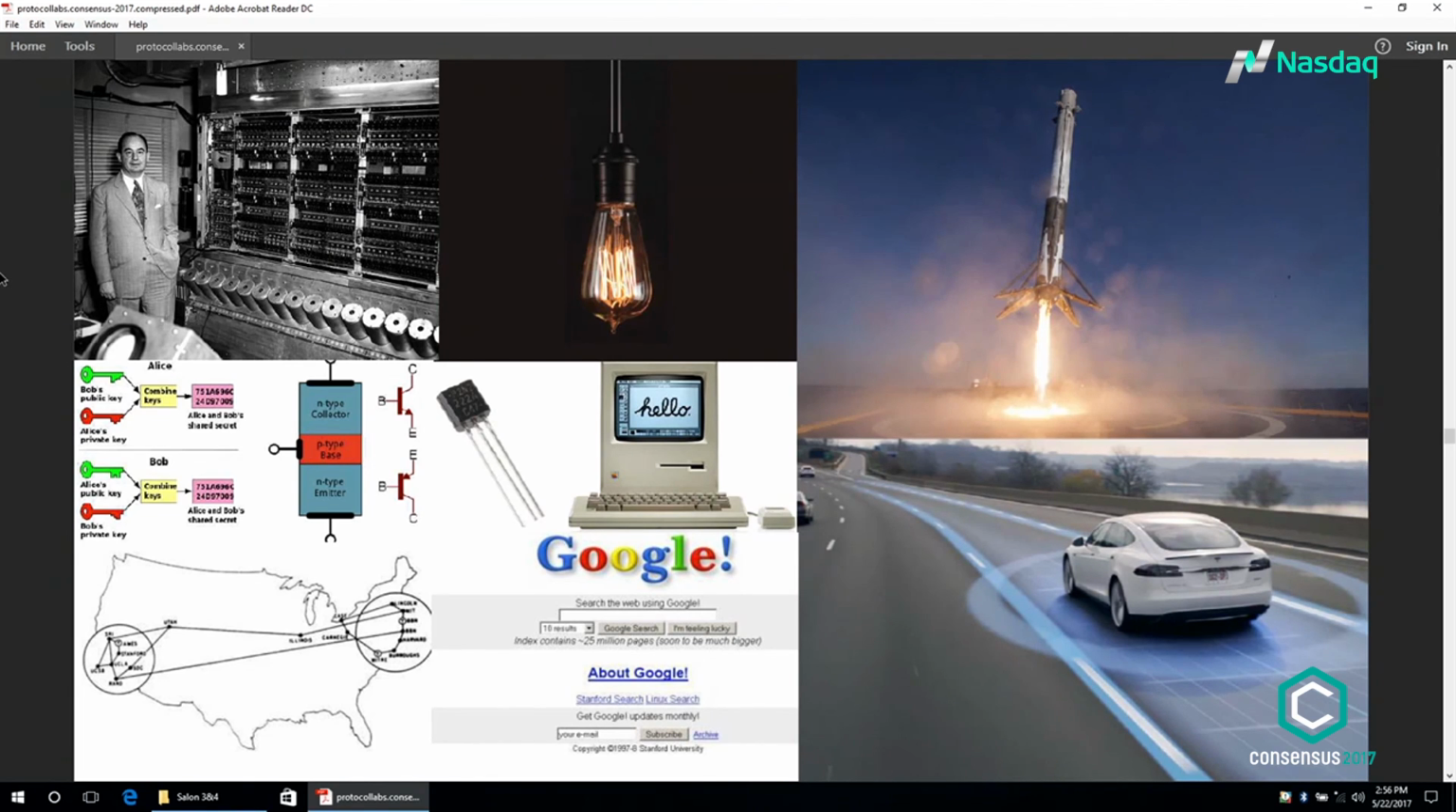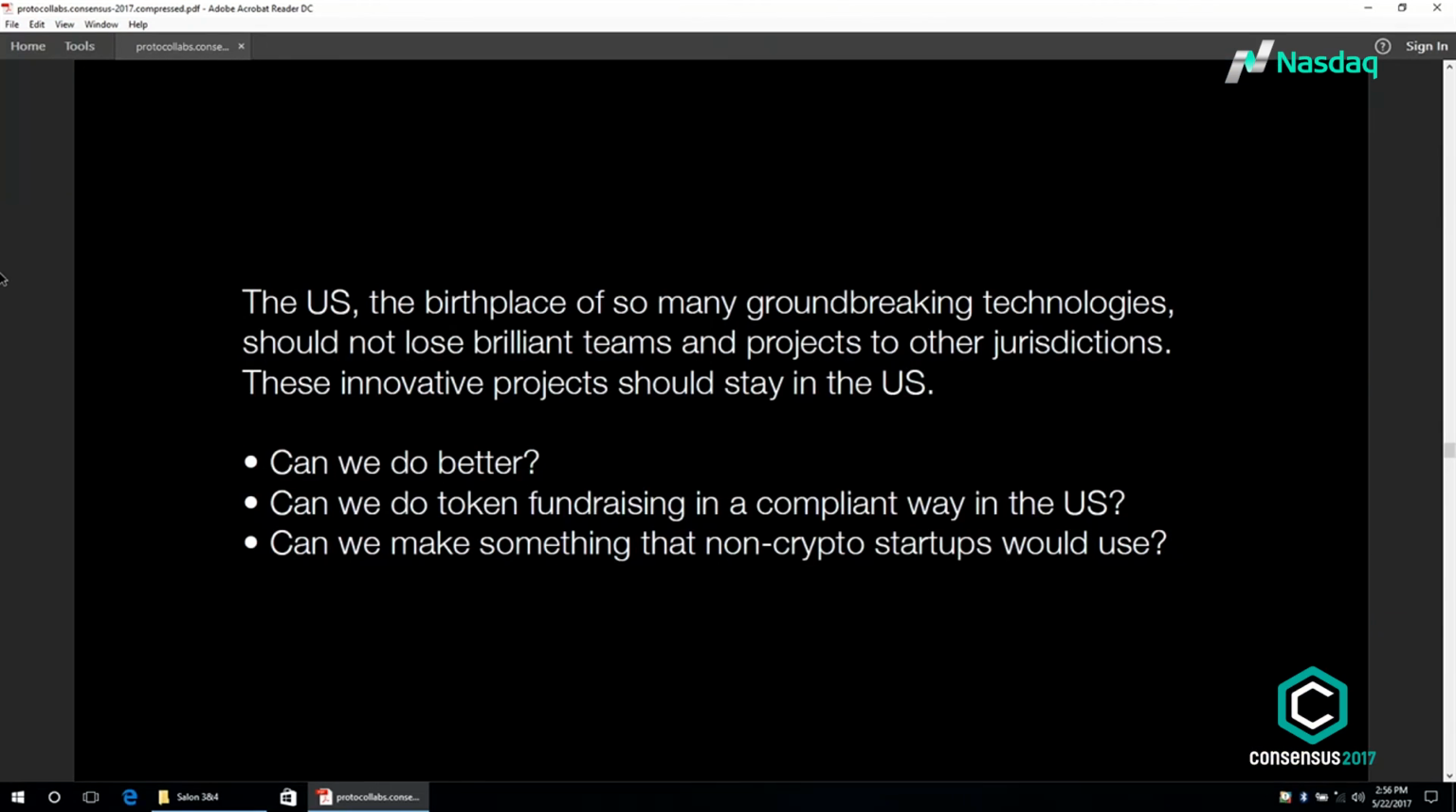You didn't see Germany in those lists. You didn't see the UK, and so on. So can we do better? Can we do token fundraising in a compliant way? Can we make something that non-crypto startups would use?